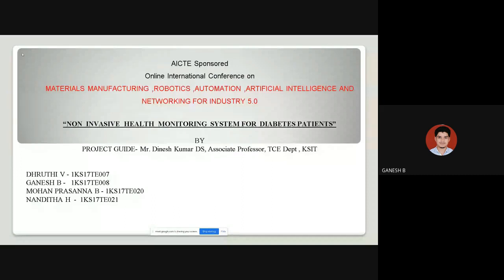AccuCheck and strips are costly, so we have proposed a model which can be a cost-effective and non-intrusive prototype. Optical methods are considered to be one of the most pain-free and promising, with good accuracy and sensitivity, lower complexity and consumption cost, and also an easily accessible system for the users to monitor and store their data for future reference, which can help the user and the doctor to examine better.